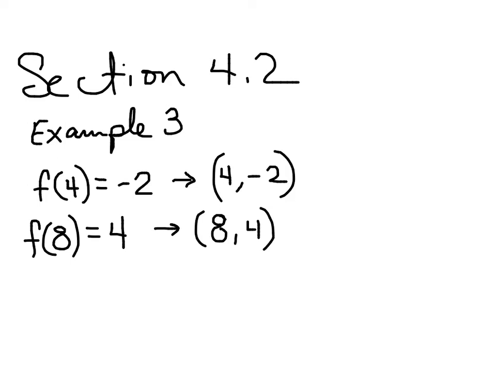4 is the independent variable, and negative 2 would be the dependent. Same with the 8 and the 4. So now, like yesterday, the first thing we're going to do is find the slope. So I have to do y2 minus y1 over x2 minus x1. That's my first step. What's the second y?